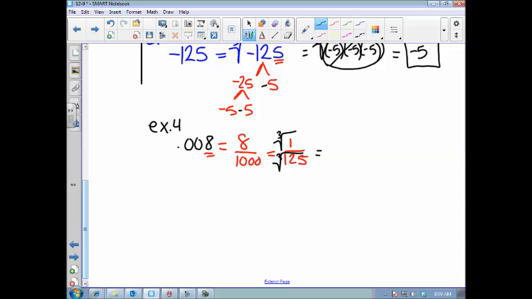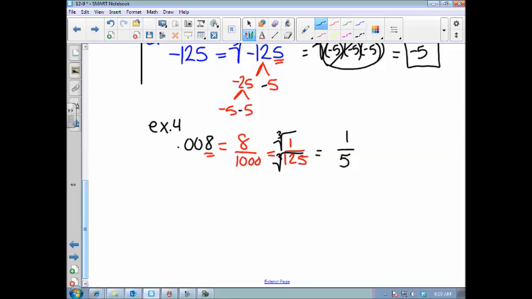1 times 1 times 1 is still 1, correct? Yeah. And what number times itself 3 times is 125? 5. 5 times 5 times 5, right?